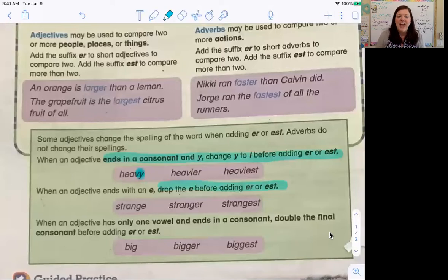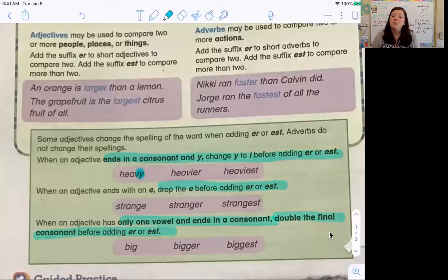When an adjective has only one vowel and ends in a consonant, double the final consonant before adding ER or EST. It is important to note that that vowel should say its short sound. We're not doubling consonants if the vowel has its long sound, okay? So we will double the final consonant before adding ER or EST if we have one vowel and one consonant side by side that it ends with.